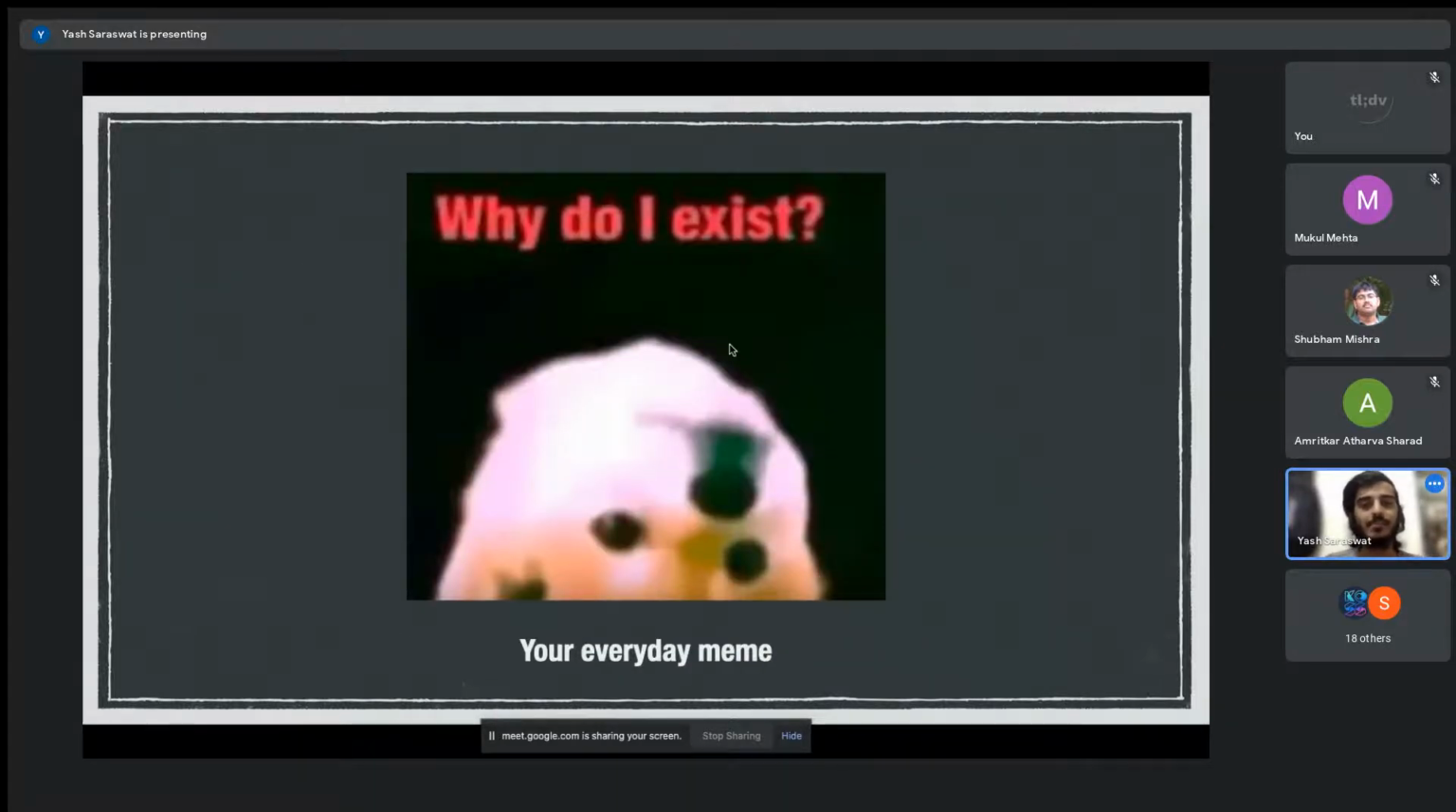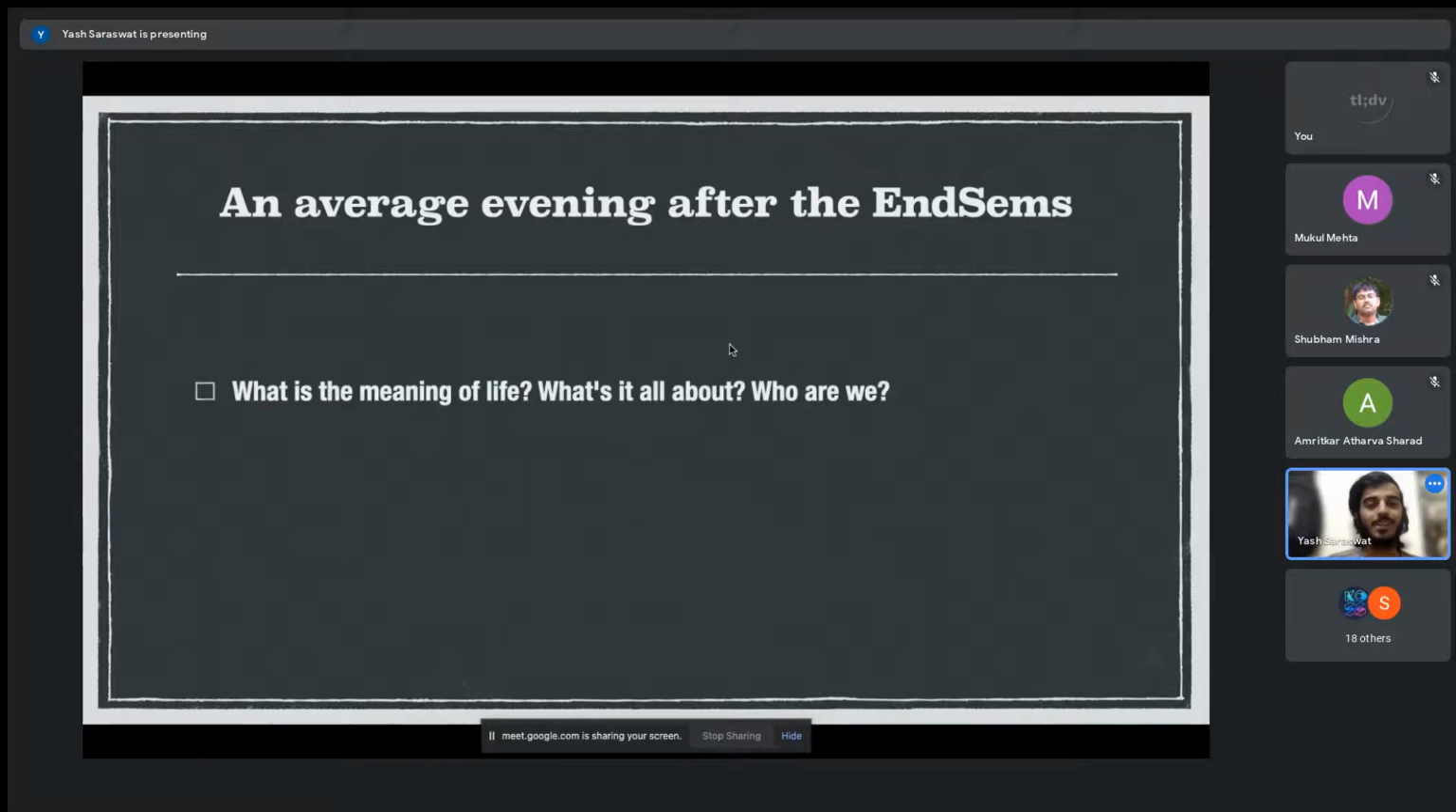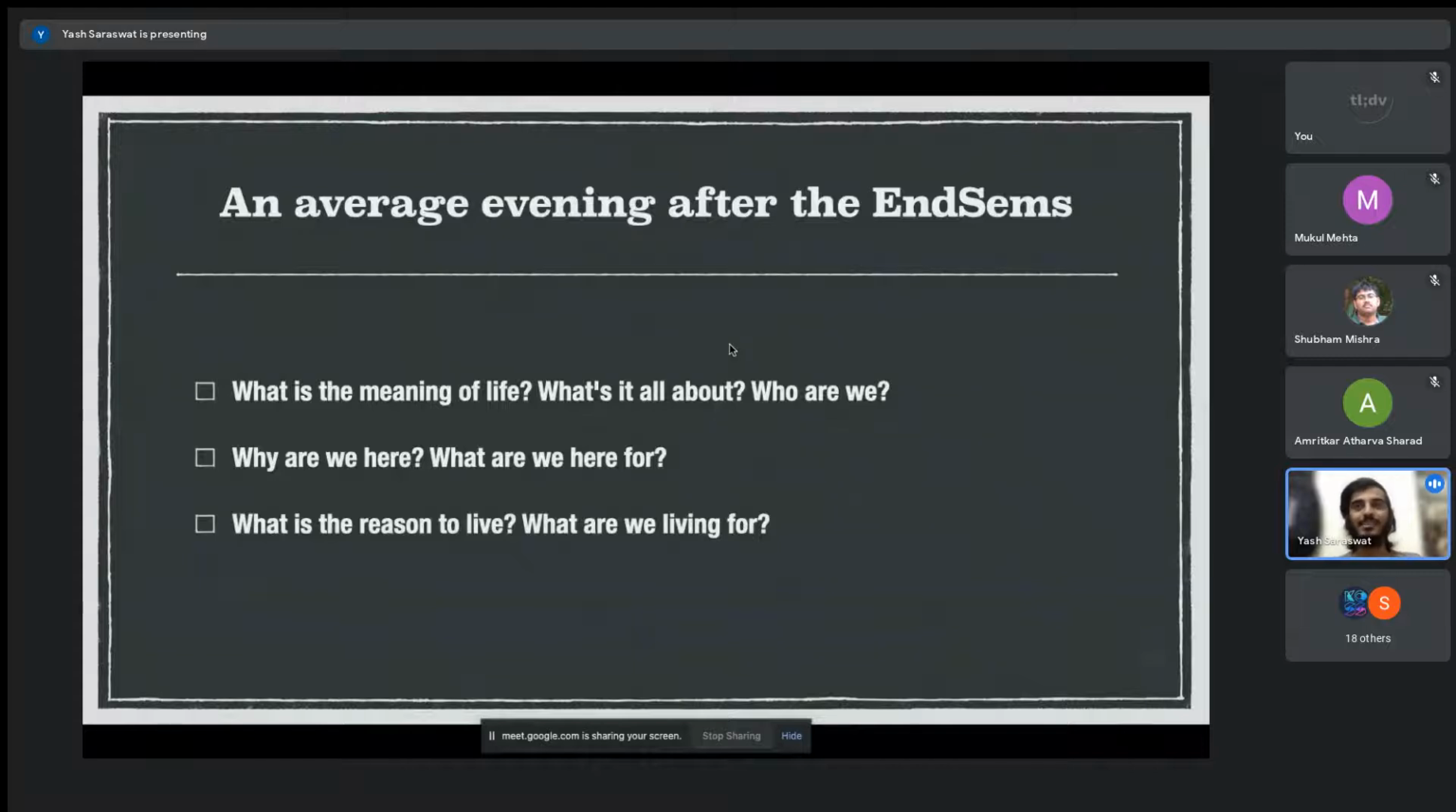So, why do I exist? Just imagine yourself after the incense, sitting in the balcony, sipping a cup of coffee, and just thinking randomly about what is the meaning of life, what is it all about, who are we, and why are we here? Are there any goals? Is there any end to it? And what is the reason to live?